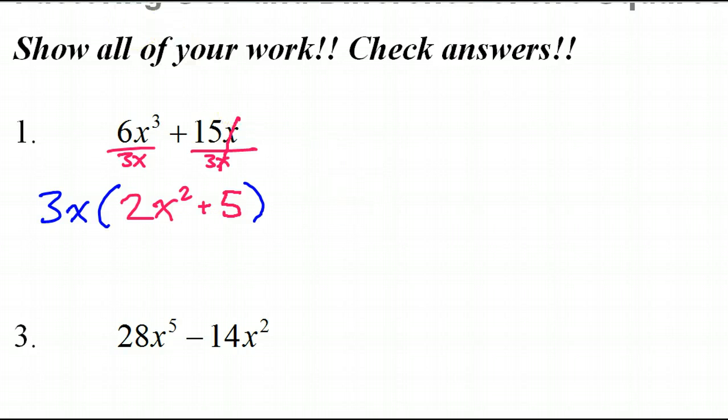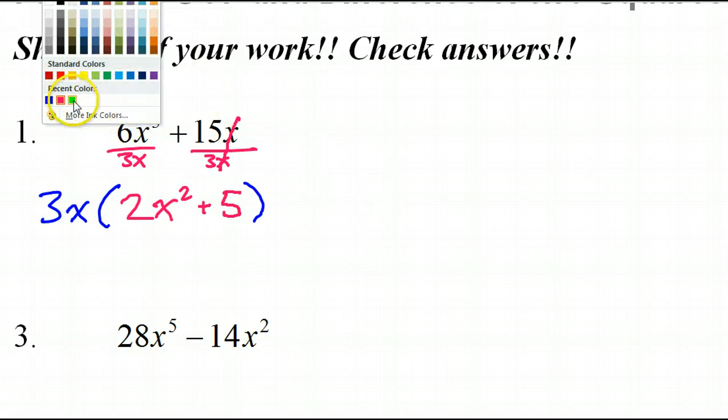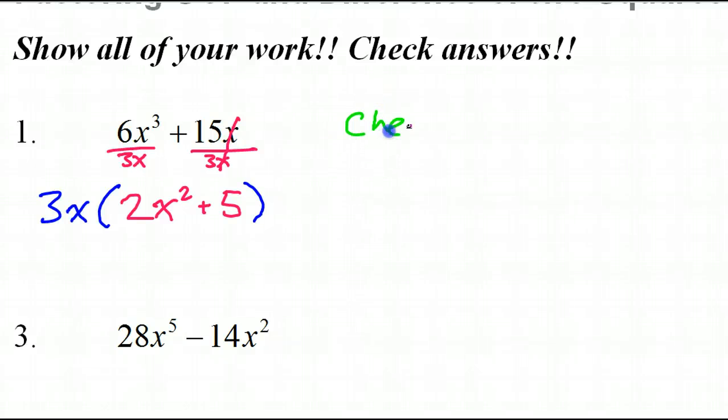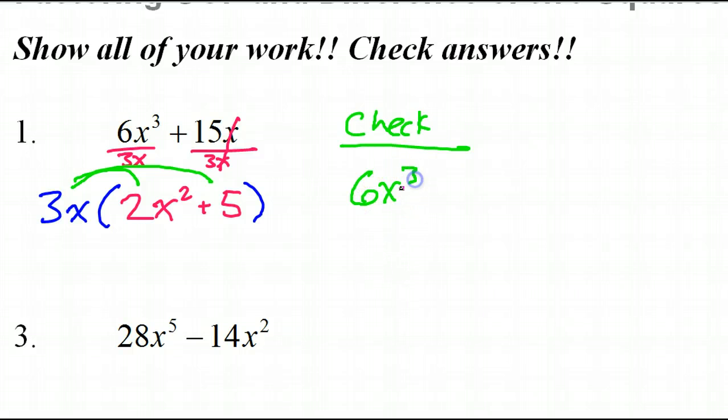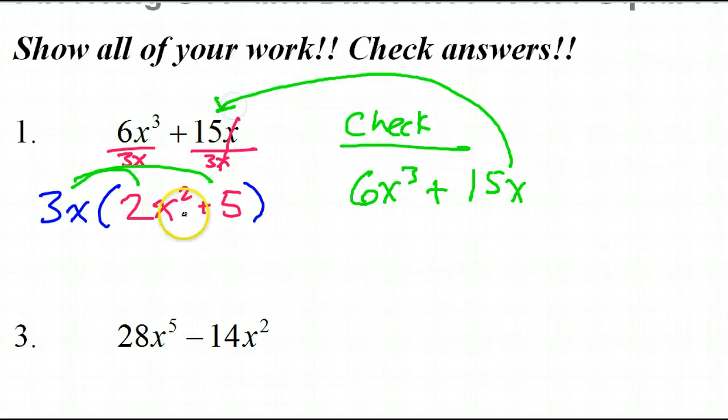Now if you were going to check your work, which is always a good idea, one thing you would do is do the distributive property. If you do the distributive property, you should get back to what you started with. So 3x times 2x squared, that should give us 6x to the third power. 3x times 5 is going to give us 15x. And then you look back and see, yep, that's what I initially had.